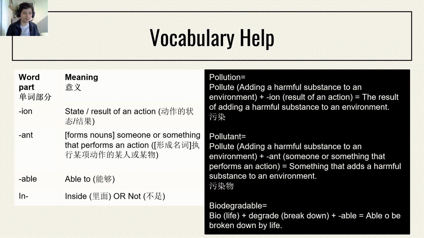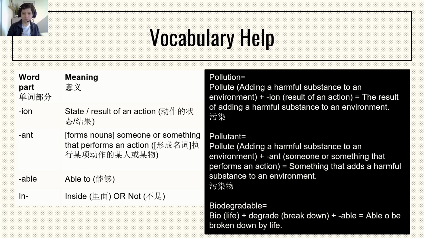This ION ending means a state or result of an action, whereas ANT means someone or something that performs an action. It typically forms a verb. The two examples that we have on the right here are pollution and pollutant.